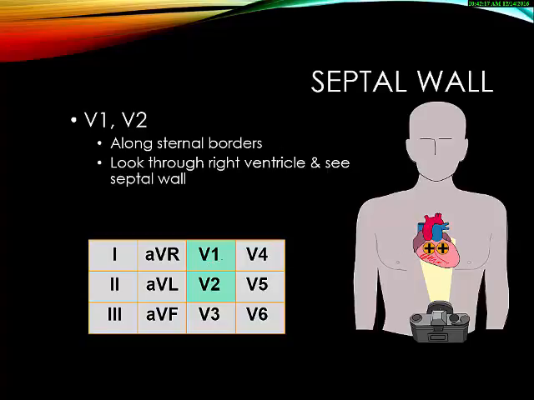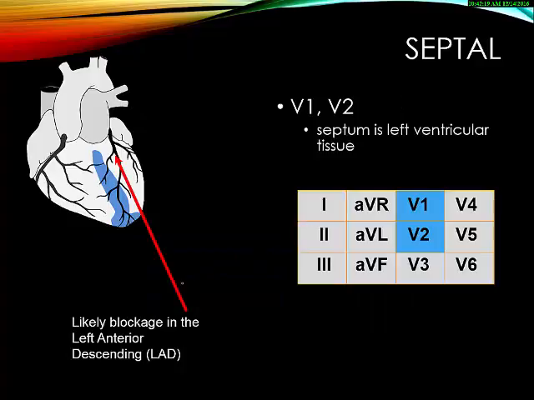So septal wall, if you have a septal wall problem, then you're looking at left anterior descending and maybe some of the small vessels that are coming off of there. Not uncommon to have an anterior septal infarct where you have V1, V2, V3, and V4 because the same area is covered by the same vessel.